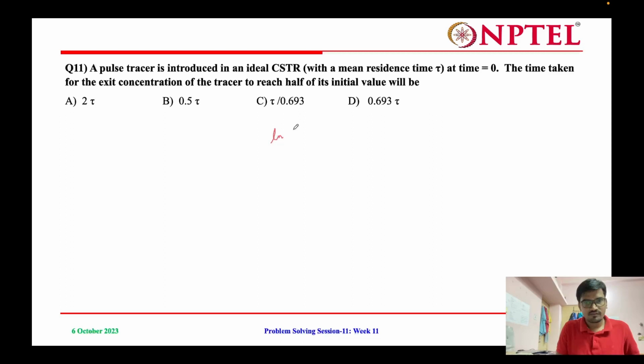Now ln half equal to minus t half by tau. So t half equal to ln 1 by 2 times tau, which is 0.693 tau.